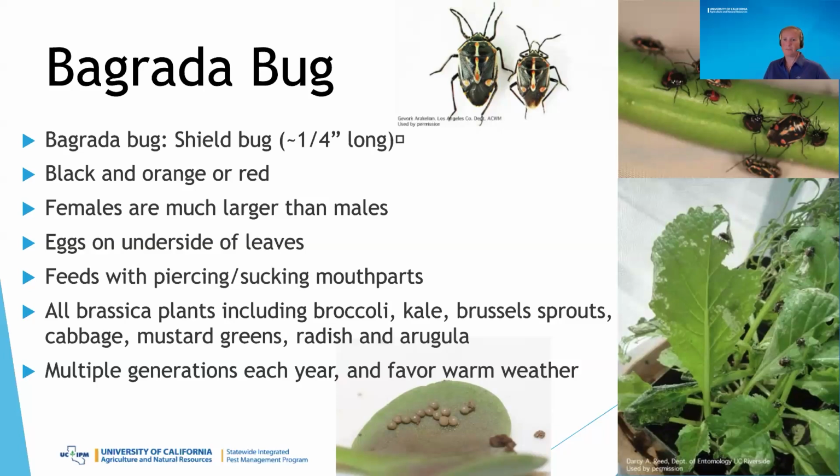Bagrada bugs thrive in warm weather and can produce multiple generations per year, and they can build up rather quickly in a home garden. In order to protect your plants, check the undersides of the leaves for eggs. They're clusters of the small shield-shaped bugs. Always check regularly because early detection is key. If the populations get too high, they can spread really fast across your garden.